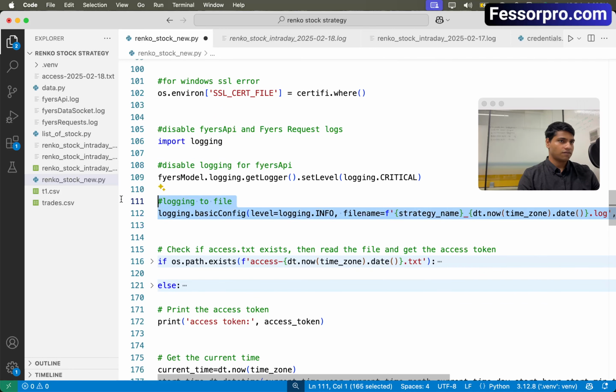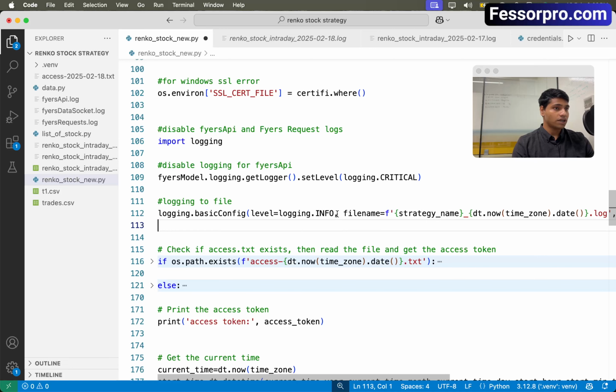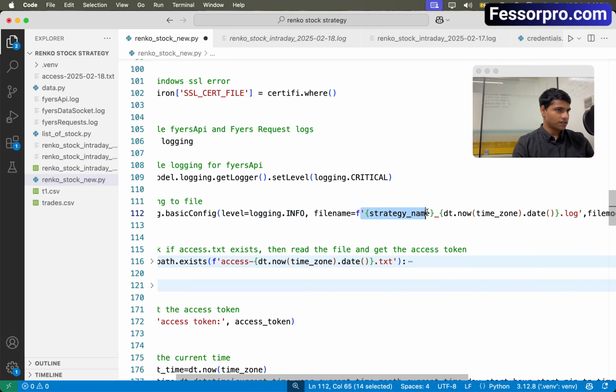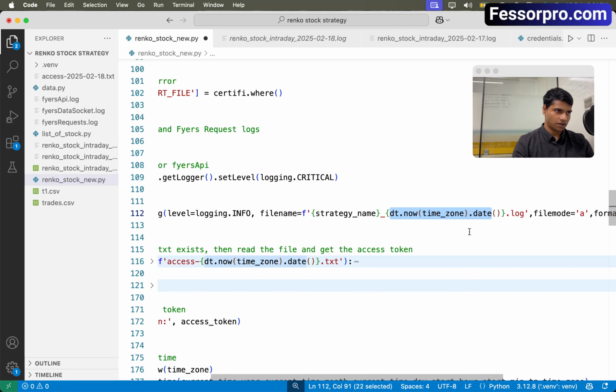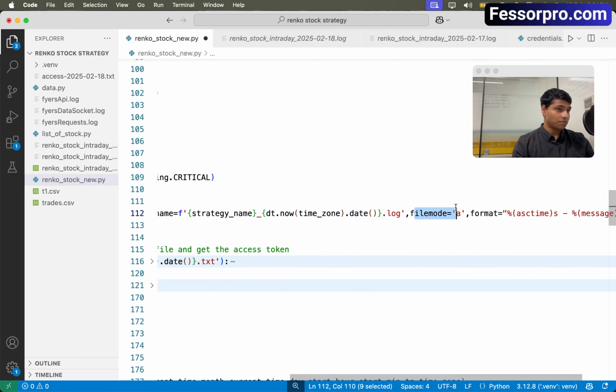So this is where I'm initializing the logging object. I'm only going to log the info type of value. The file name will be whatever the strategy name is and whatever the current date is. Now why I've done this, because you will be running this strategy every day. I don't want your today's logging to be written in the previous day's logging. So each day it will create a new log file. But I always suggest to delete all the files whenever you're running the code. File mode is append. Append why?